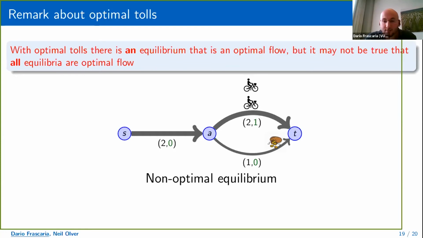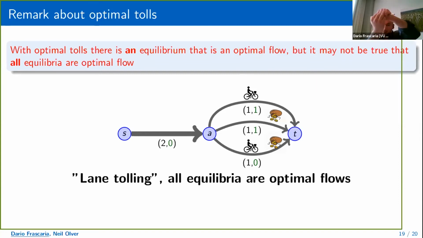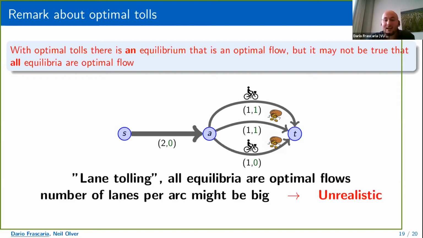One solution to that would be to split the top arc into two arcs and to toll one of them so that no one will ever take this arc, and so that every equilibrium is an optimal flow. This corresponds to only tolling one lane of the road. You can imagine a road with a fast and a slow lane, which might be doable in practice. But unfortunately, there are instances where the number of lanes per arc might be very big, and this might be unrealistic to apply in practice.